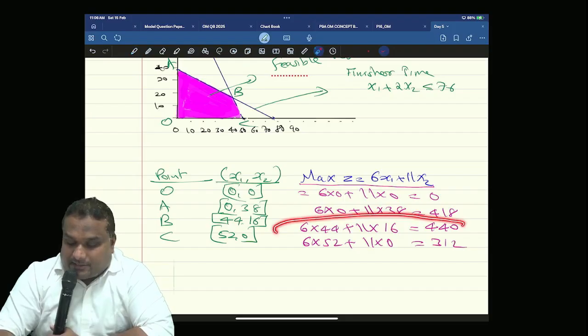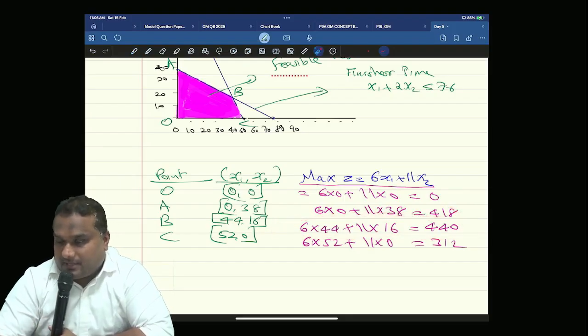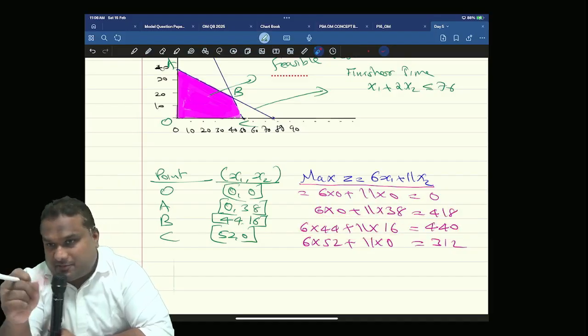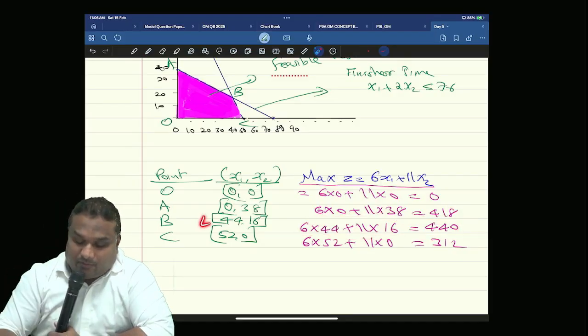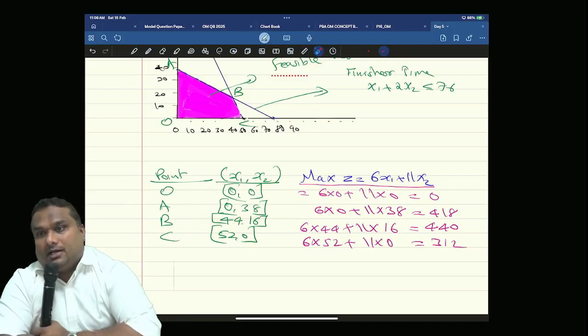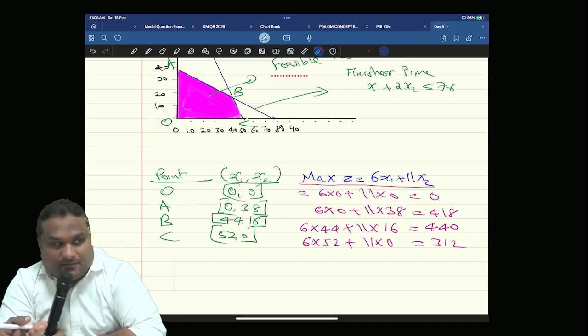Now look here. Your highest profit is 440. Where do you need to make how much? 44 units of lamb A and 16 units of lamb B.